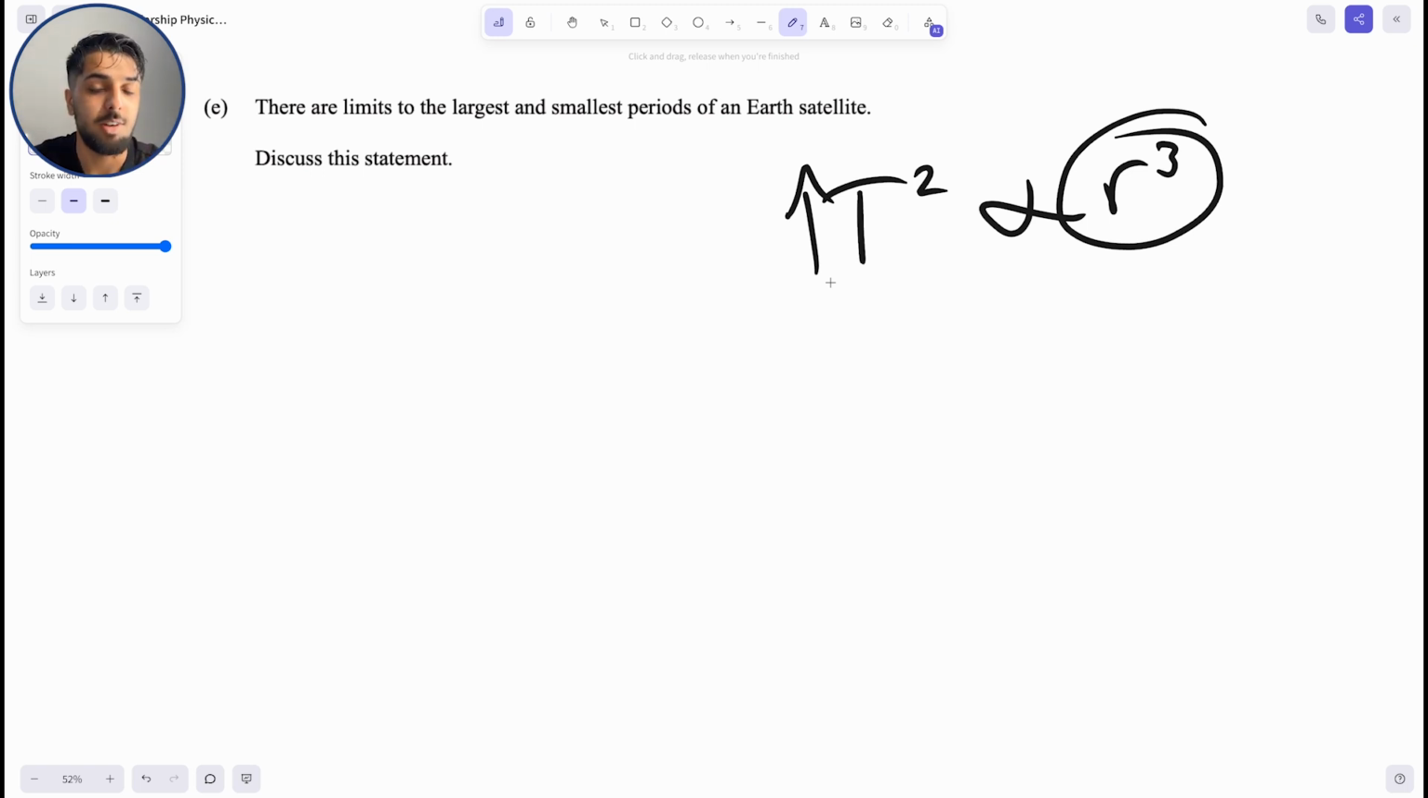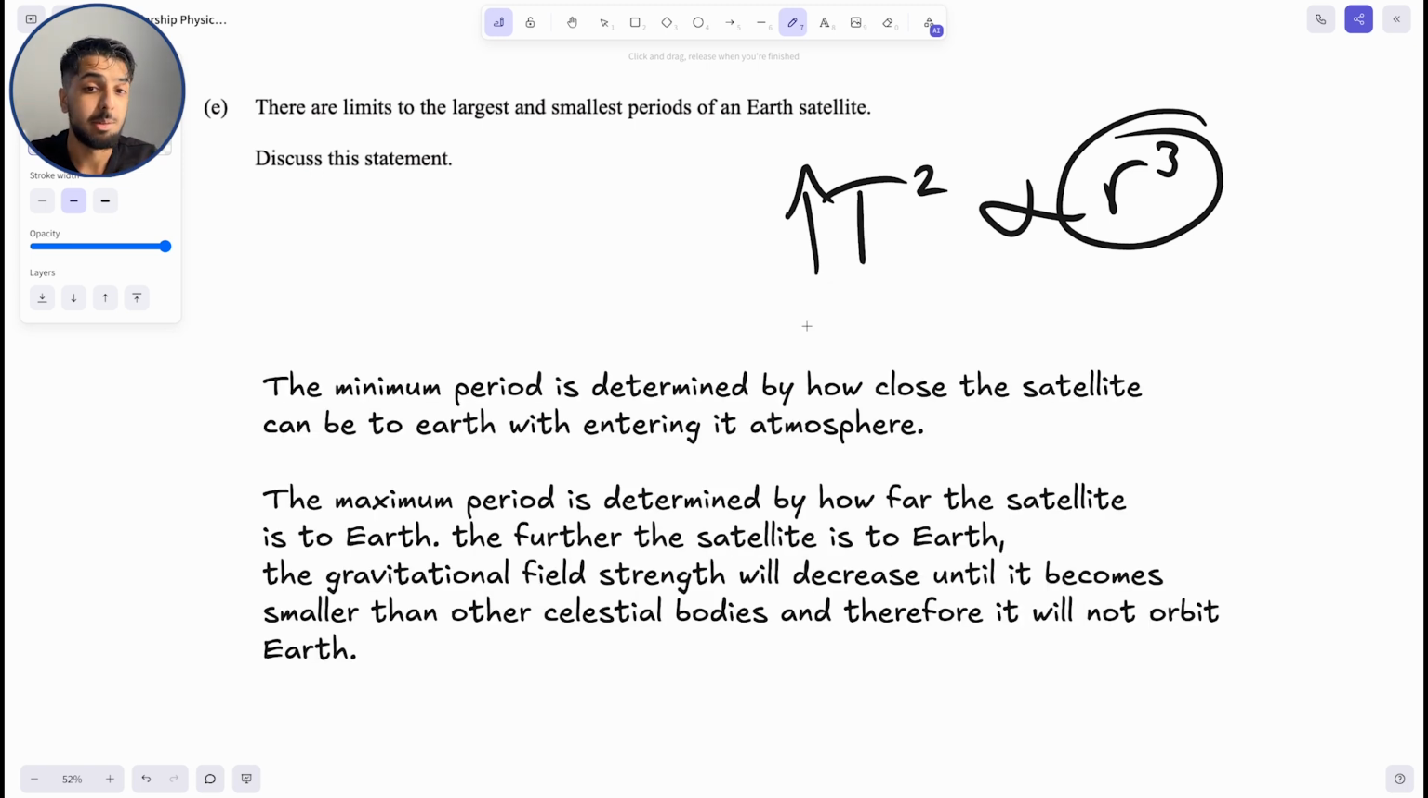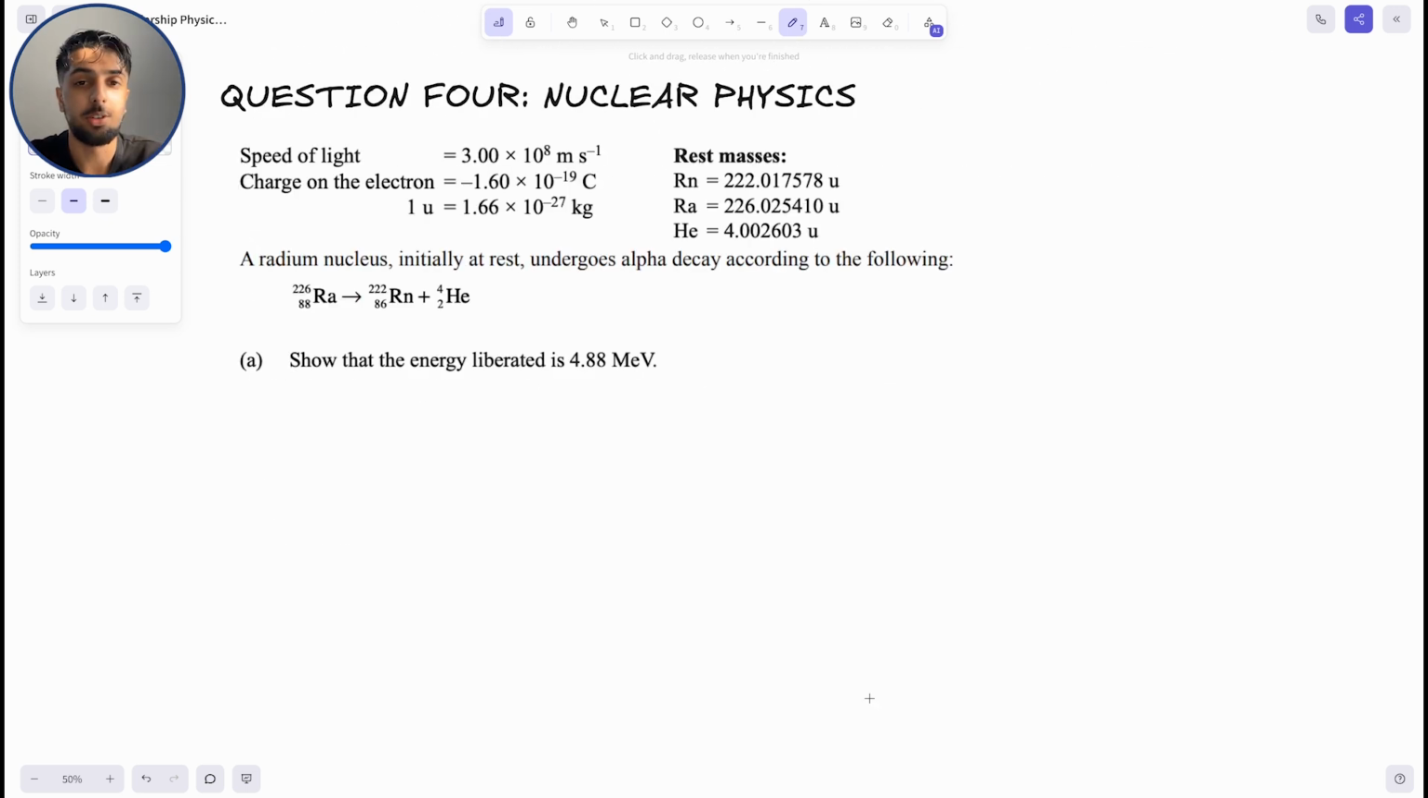And so basically we can write that in words. The minimum period is determined by how close the satellite can be to Earth without entering its atmosphere, right? If it enters its atmosphere, then it's no longer orbiting Earth, and it's inside Earth now. The maximum period is determined by how far the satellite is from Earth. The gravitational strength will decrease until it becomes smaller than other celestial bodies, and therefore it will no longer orbit Earth. Sweet as. Okay, question 4.